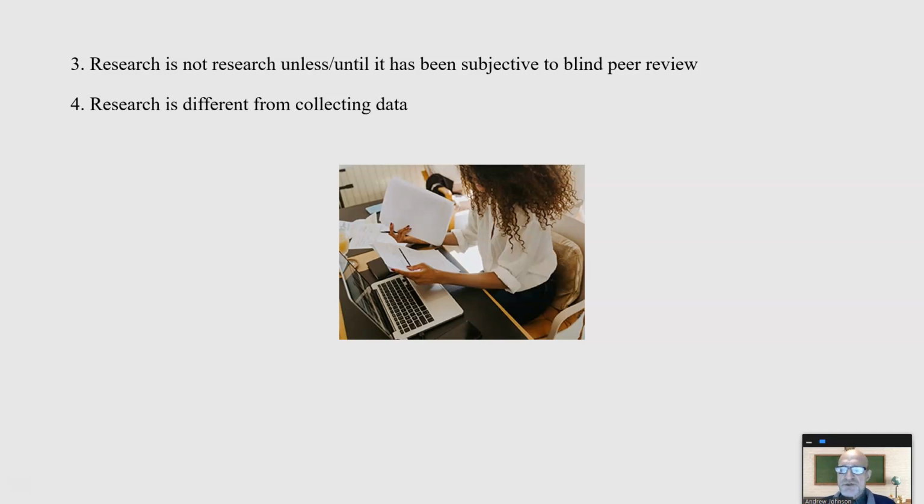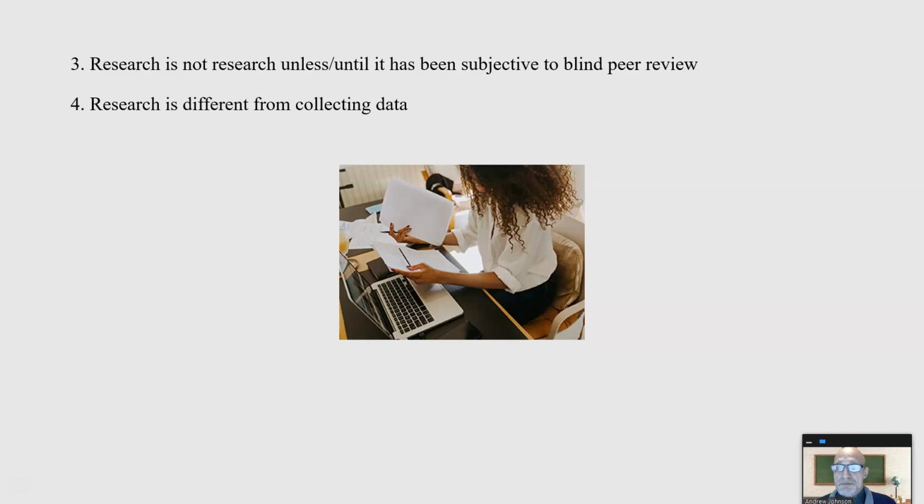Research is not research unless it's sent off to a jury of one's peers. They don't know who you are. They review it. They say, yes, the methods are sound. They are objective. It's set in a solid theoretical context. That is blind peer reviewed. And they say, yes, we should publish it. No, we shouldn't. Research is not research unless and until it has been subjected to blind peer review.